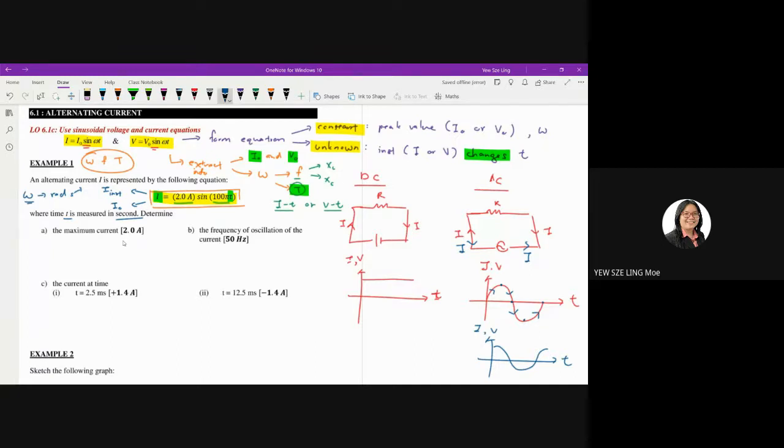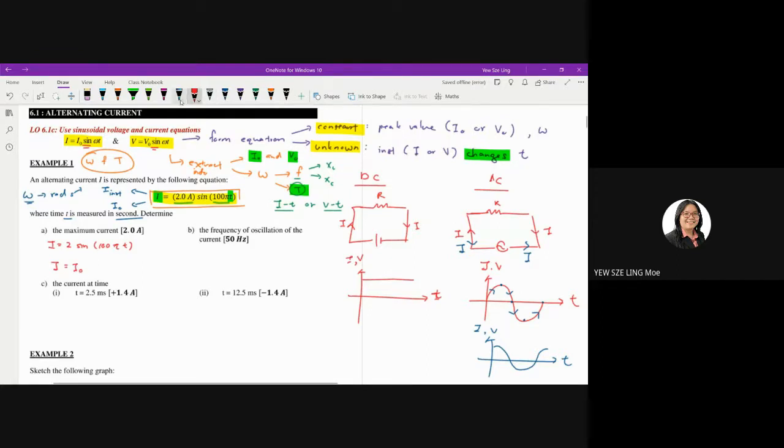So question A asks you to determine the maximum current. Whenever you are given an equation, always compare it with the general equation. Since you are given I equals 2 ampere sine 100 pi t, what are we going to do whenever you're given an equation? You compare with the general equation. So I equals I naught.